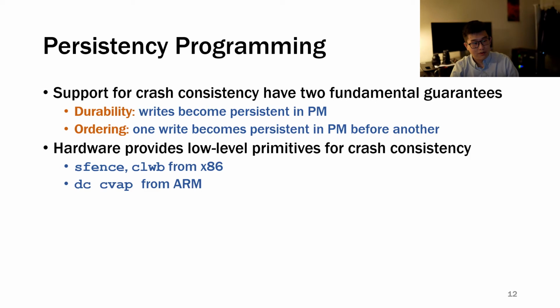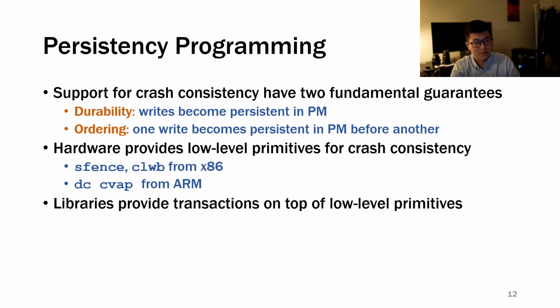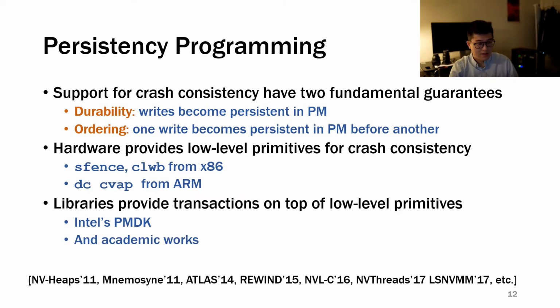Now let's move on to persistent memory programming support on the library side. The library provides transactions to make such low-level programming much simpler. A very typical example is Intel's PMDK, which provides both the low-level wrappers for these hardware primitives and high-level transactions like libpmemobj. There have been a lot of academic works to make the programming simpler, because using those low-level primitives is very hard.